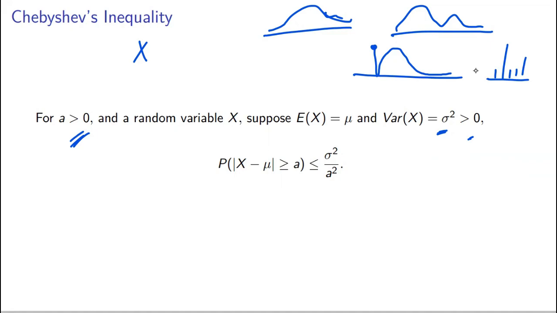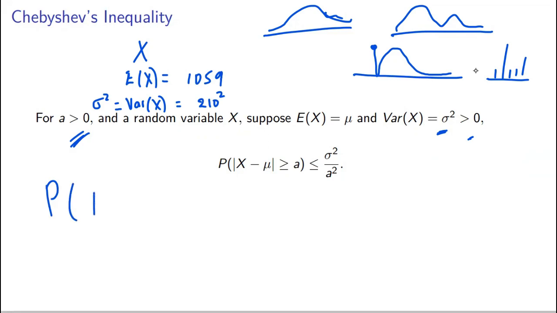We know, though, that the expected value of x is mu. I'm going to use the same numbers, 1059, as I used before. And we know also the standard deviation. So therefore, the variance is the standard deviation squared, and that is 210 squared. What is the probability of observing values 315 units, so 315 points away from the average? Can you make a statement?